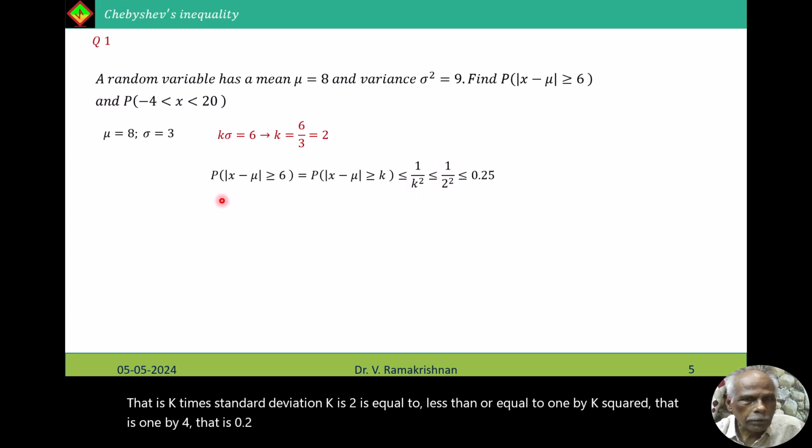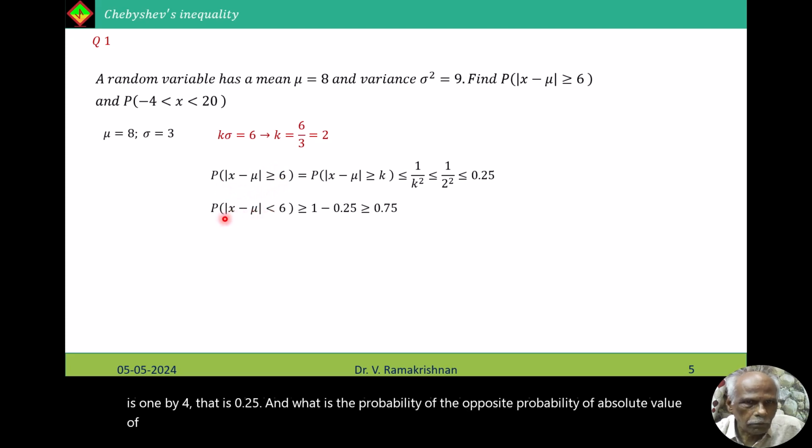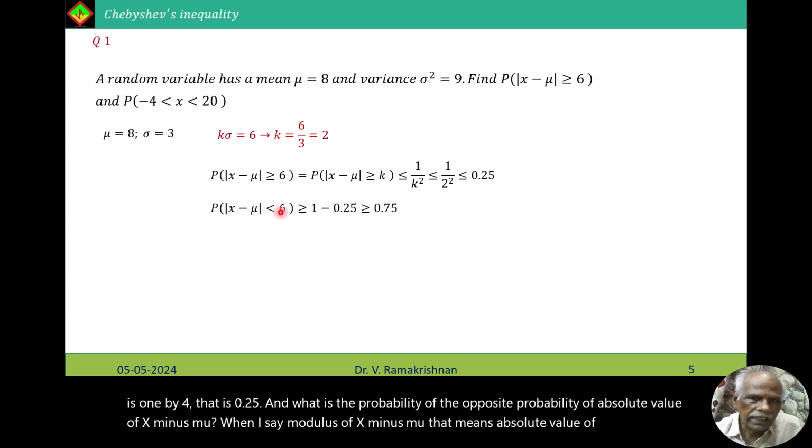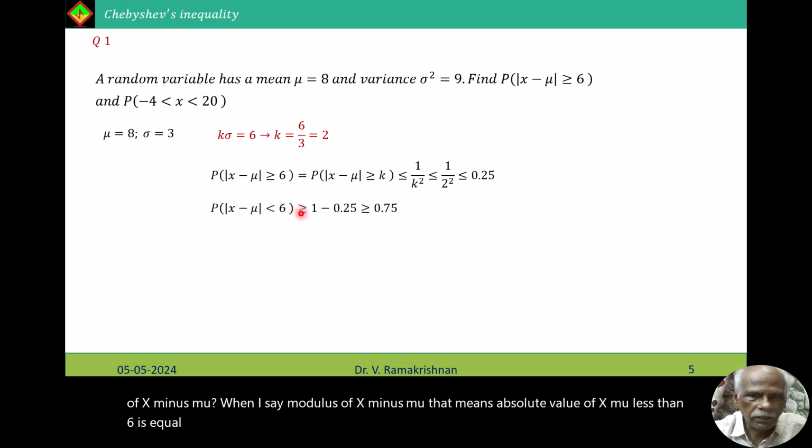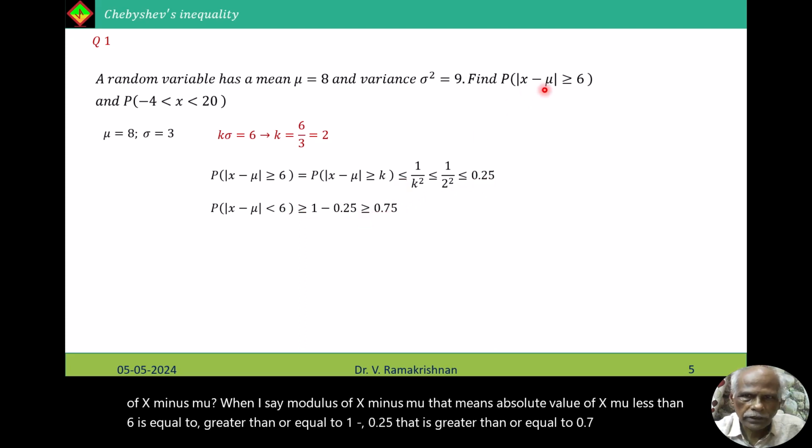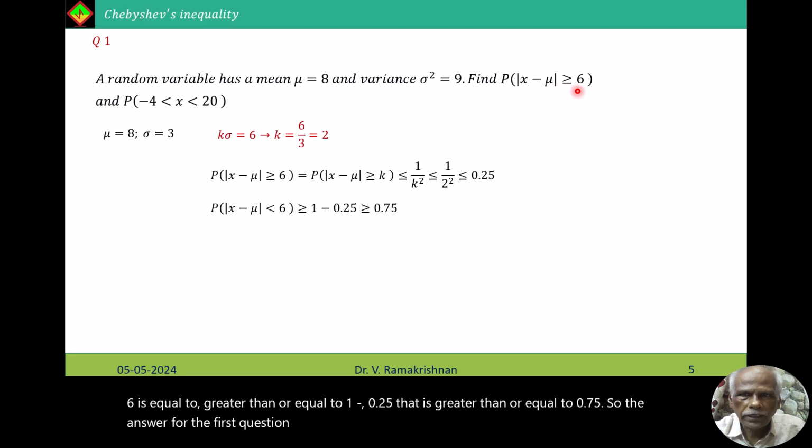And what is the probability of the opposite? Probability of the absolute value of x minus mu, when I say modulus of x minus mu, that means absolute value of x minus mu less than 6 is greater than or equal to 1 minus 0.25, that is greater than or equal to 0.75. So the answer for the first question is greater than or equal to 0.75.